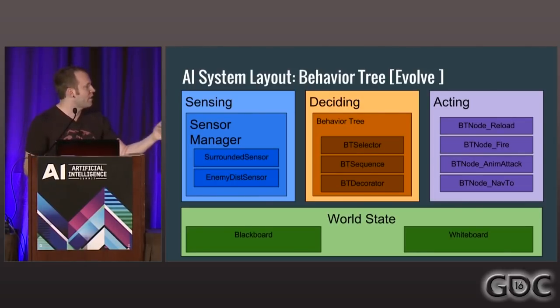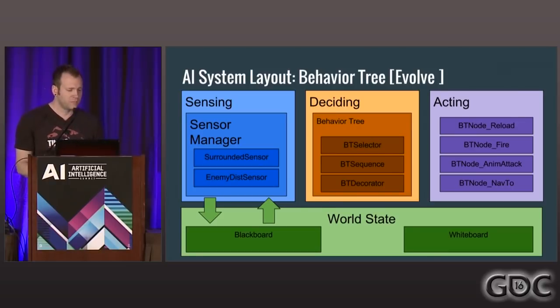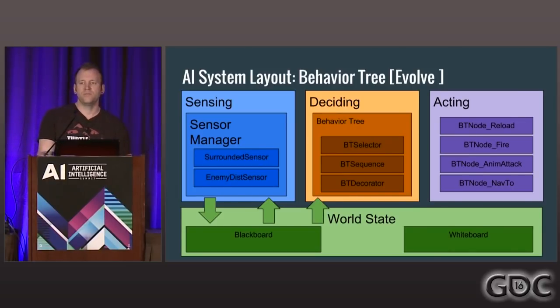The world state is going to have our blackboard and whiteboard. And if you were to follow how the data flows through this, our sensor manager and our sensing logic are going to populate things in our world state. It also might reference some of that stuff to help do more sensing. Our behavior tree is going to pull data from our blackboard in order to make decisions. And on the completion of different nodes, it might apply different changes to that blackboard as well. And then when our acting is running, it's going to pull all the data, whether from the blackboard or the whiteboard, in order to make those behaviors work.